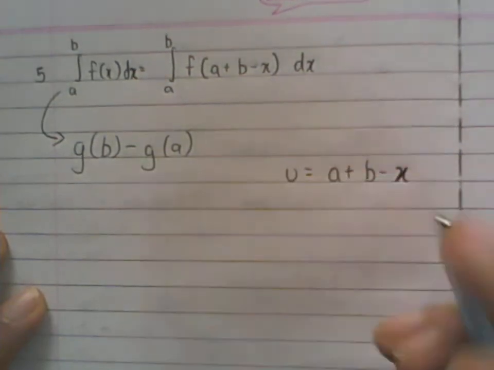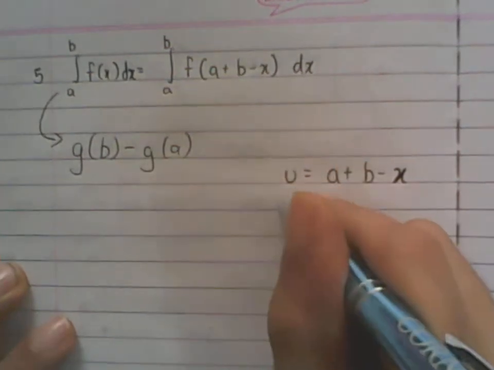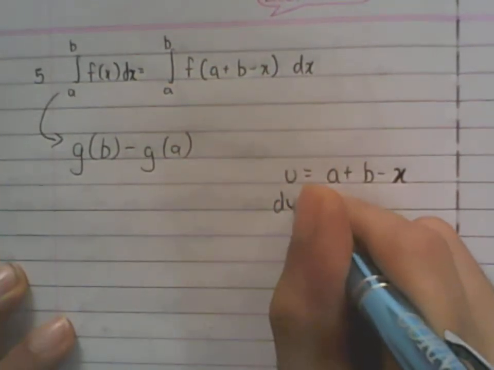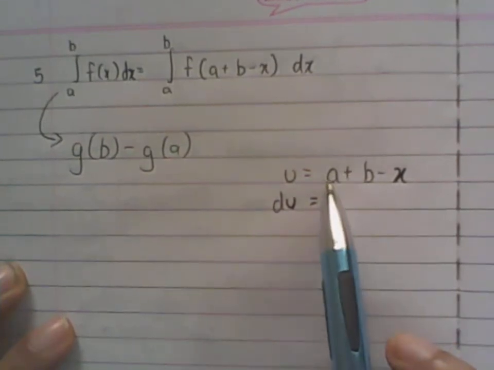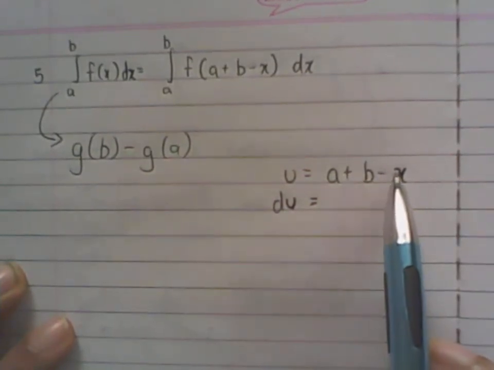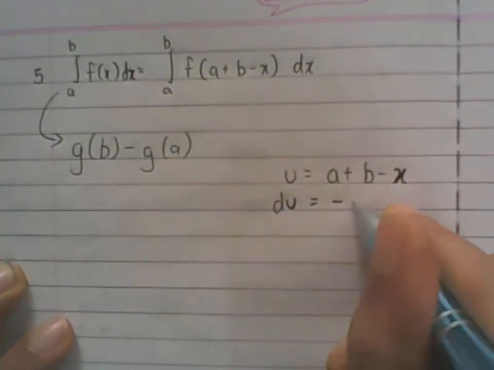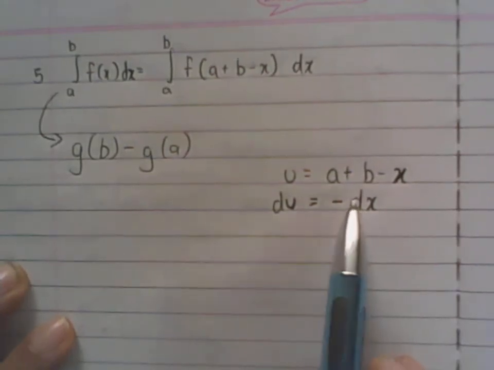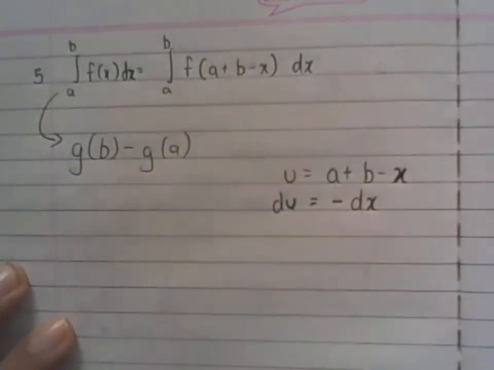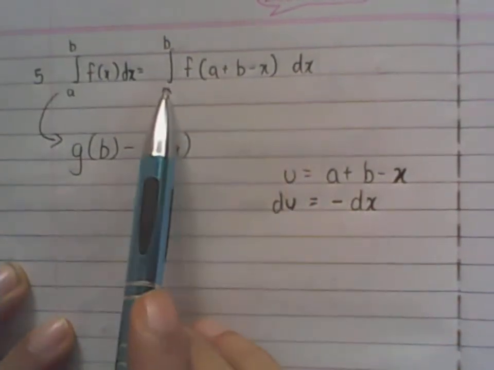I'll call it u. And whenever we do u substitution, it is always suggested that you find the differential of u. So du, in this case, will be nothing but the derivative of this with respect to x, which is 0, and the derivative of this with respect to x is negative 1. So the differential becomes negative dx, and this is useful because we can incorporate this negative dx in our integration somehow.